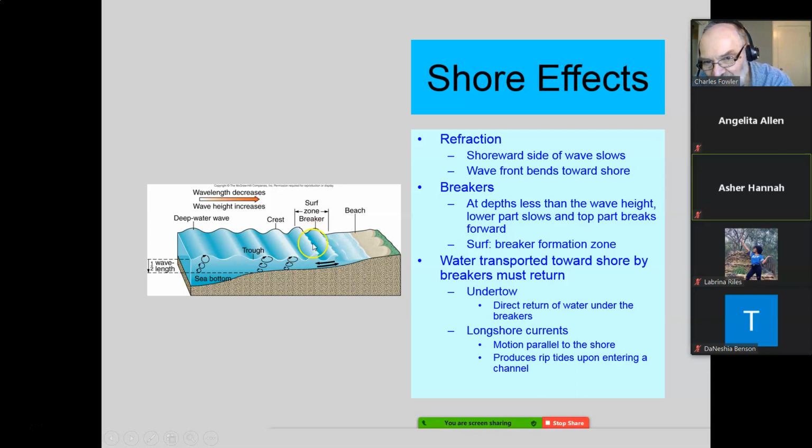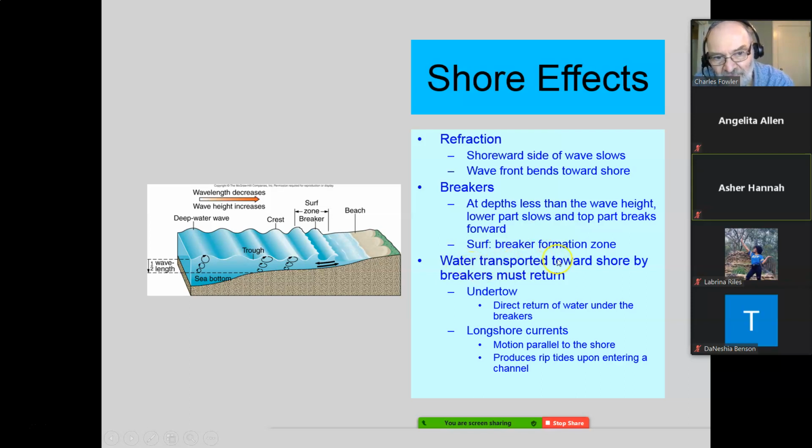And that's where the gals like to get up on this wave and ride the wave in. Down here you just go up and down with the wave. It's not that much fun. Here they get to go in the upper part of the wave. So that's what's happening. The surf is in the breaker formation zone. That's where the surfers go.